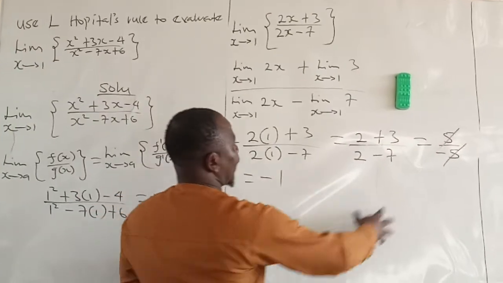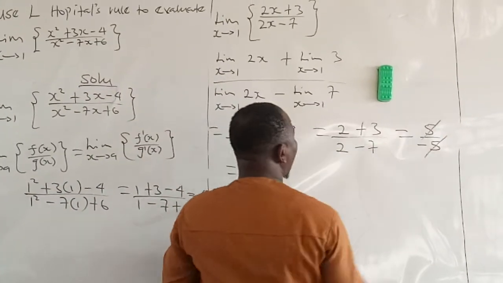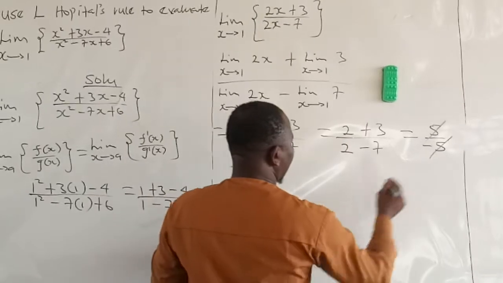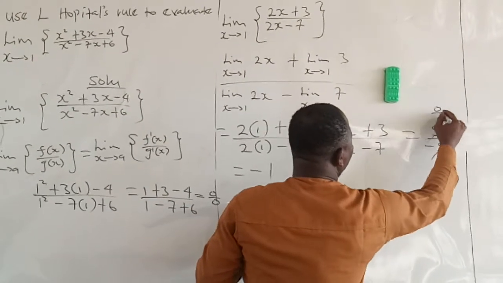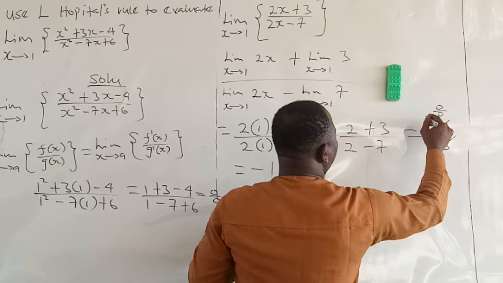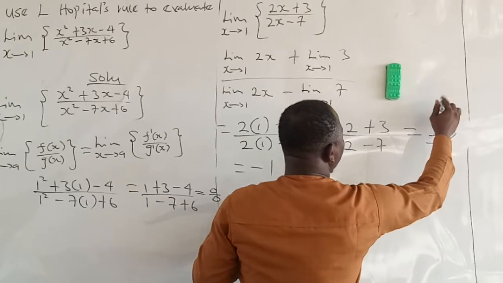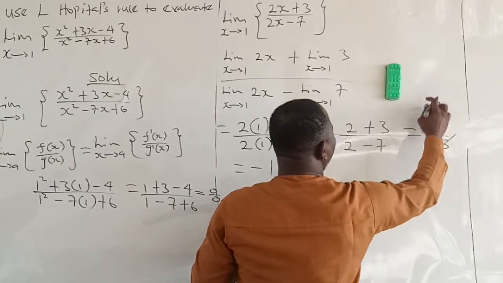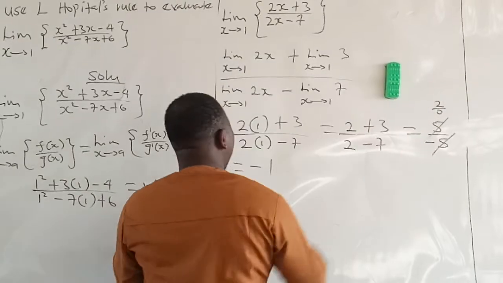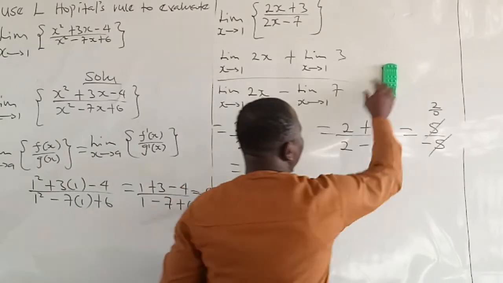Supposing here, as it is, you solve and obtain, let me say, 0 all over 0. Is that clear? Or you have 2 all over 0. It implies that you are still going to apply L'Hopital's rule. Is that clear?